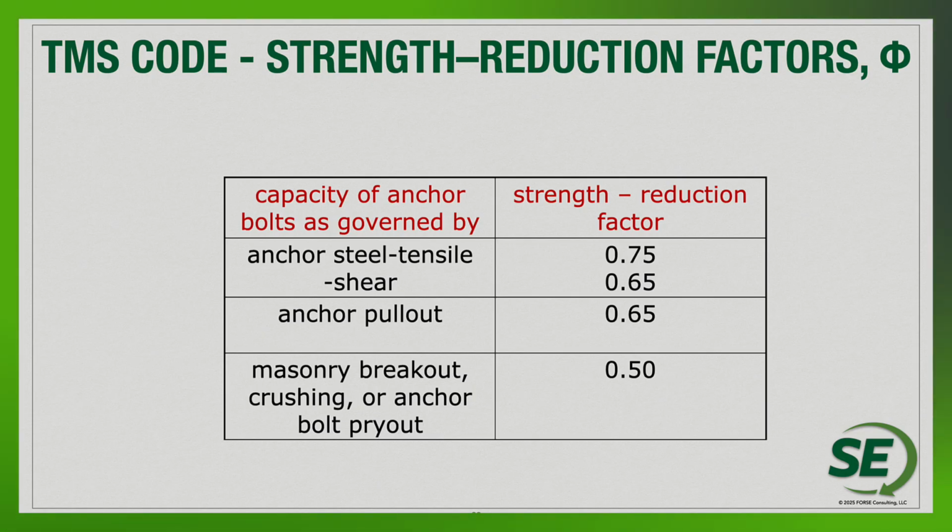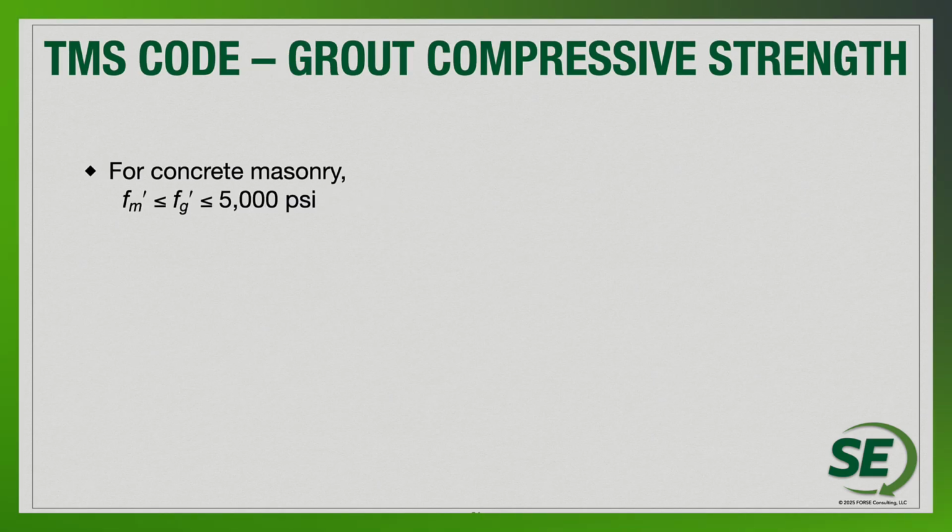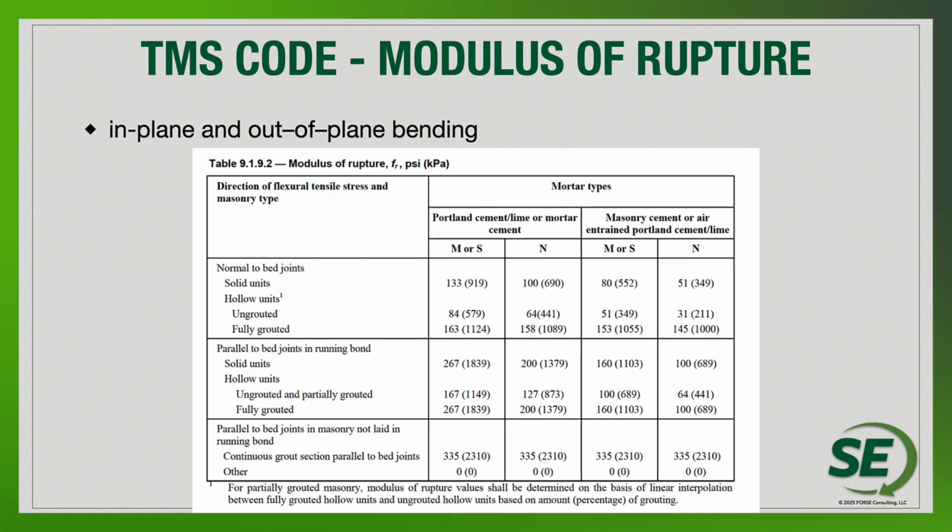For concrete masonry within the code, we know that we have a strength of masonry that is limited to 4,000 psi. We know that for grout compressive strength, we want to limit that to 5,000 psi. And then here you can see the different stresses that we can acknowledge for the potential tensile stresses, modulus of rupture, that would be used for, say, an unreinforced masonry check and design. You can see the different mortar types and mortar categories that give you different allowable stresses, so to speak, in the tensile capacity area.